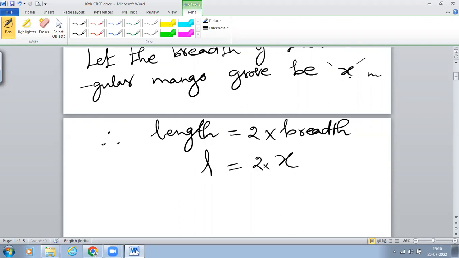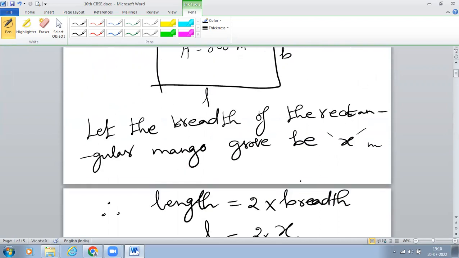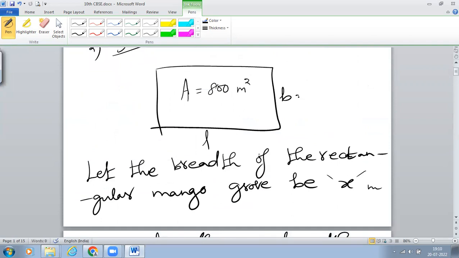We are assuming that the breadth of the mango grove is x. So 2 into x. Therefore, L is equal to 2 into x, simply we can write 2x. Length is 2x and breadth is x. Okay, I will complete it up to this step. My L is equal to 2x. So in this question, b is equal to x meters, and L is equal to 2x, 2 into x. Easy, yeah? Breadth is x, and therefore length is equal to 2x.